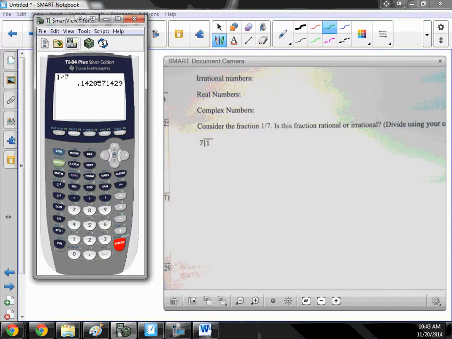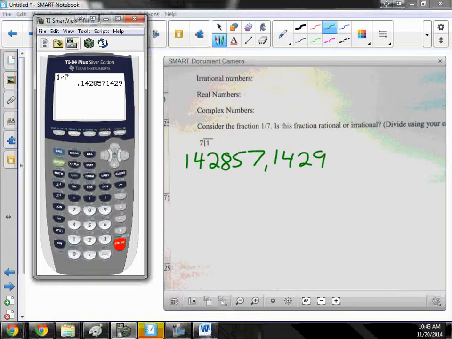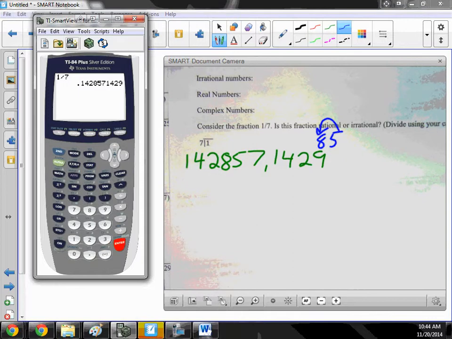So if you look at the pattern, 1, 4, 2, 8, 5, 7, and then I start over 1, 4, 2. Oh, wait, it doesn't work. Or does it? Joseph? Right, maybe it's actually 8, 5, but since it couldn't put the 5, the calculator decided to round the 8, which would turn into a 9. Can we be sure?